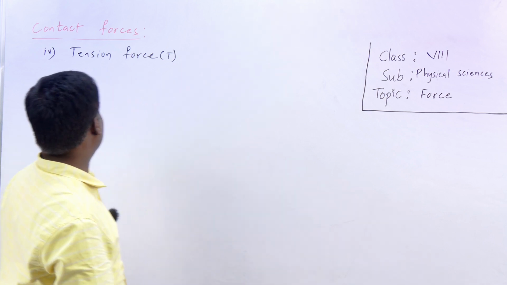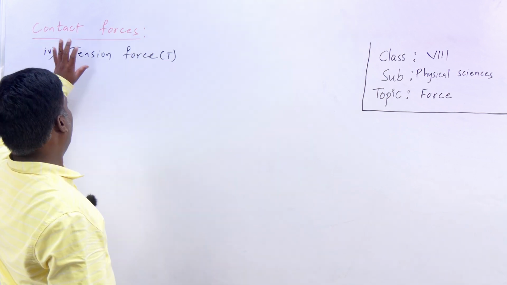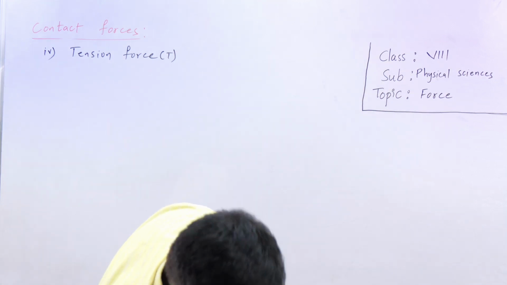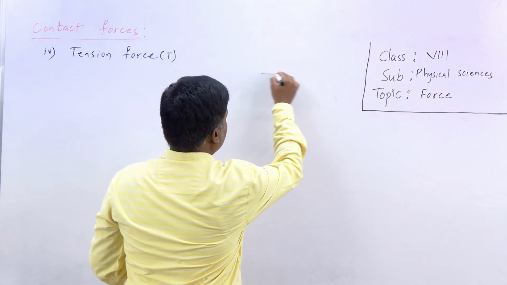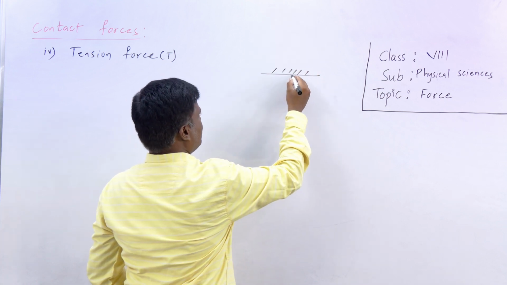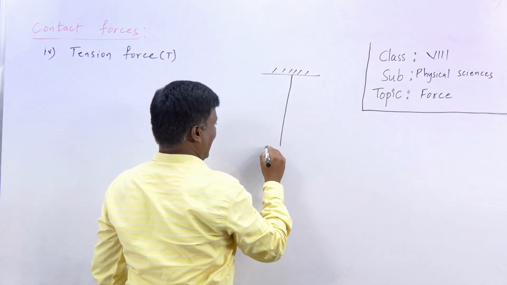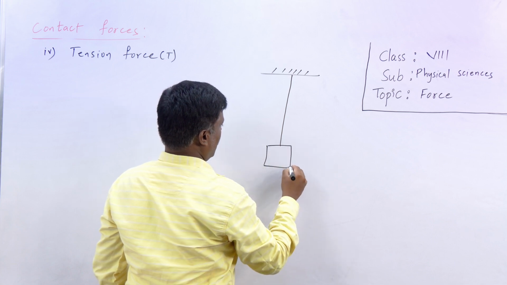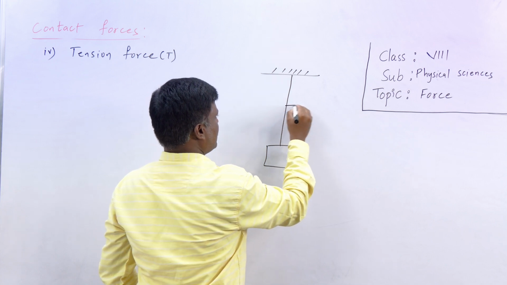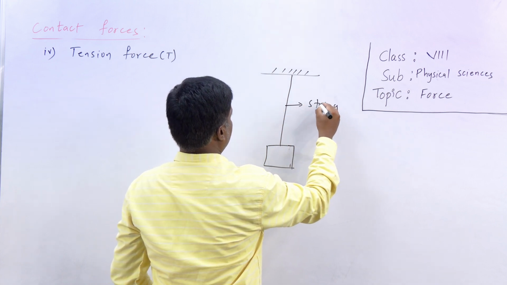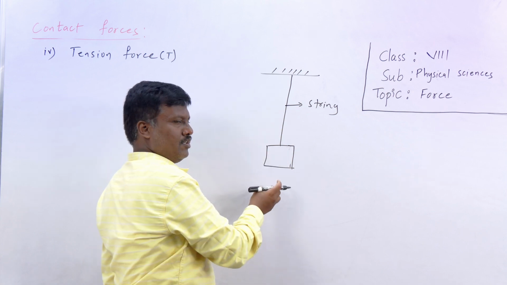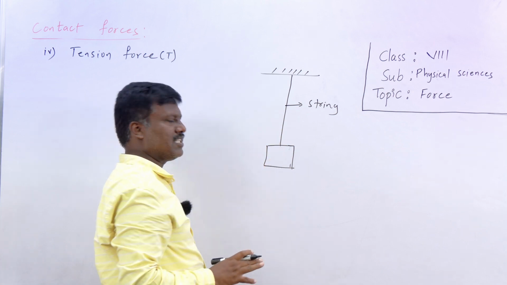So now we are going to talk about one important contact force, that is tension force. Let us understand. This is the rigid support. With the help of this rigid support, let's say we have suspended one mass, or one block, or a stone, or a bob with the help of this string. This is called a string. When we suspend it this way, how many forces are acting on it?